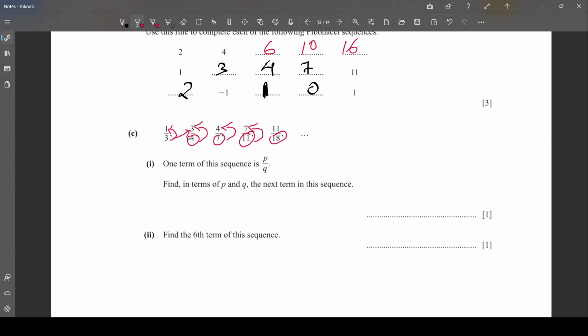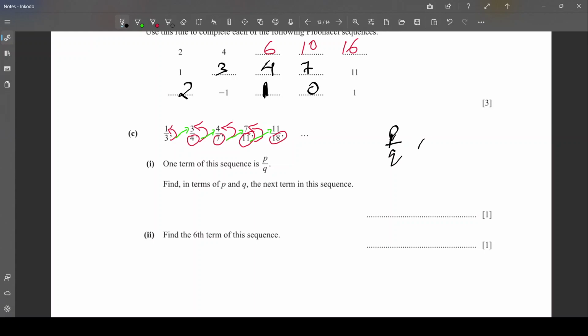And this is already there. Yeah, 3 is written there, right? 3 is here, 4 is here, 7 is here, 11 is here. Okay, so they are asking that one term of the sequence is p by q. In terms of p by q, the next term in the sequence will be what? By chance, if one of the terms is p by q, what will be the next term?